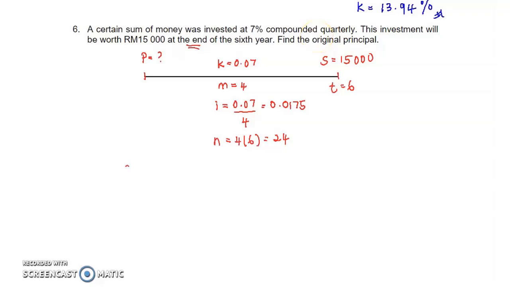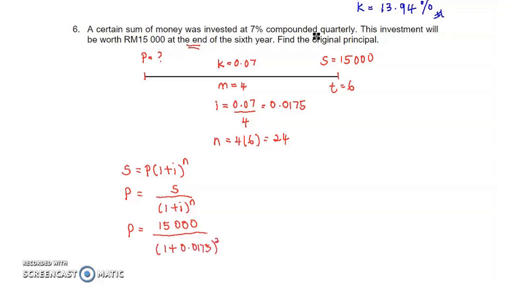Okay, we know that compound amount S equals P(1 + i)^n. Now make P the subject. So P equals S divided by (1 + i)^n. So P equals S, 15,000, divided by (1 + 0.0175) to the power of 24.